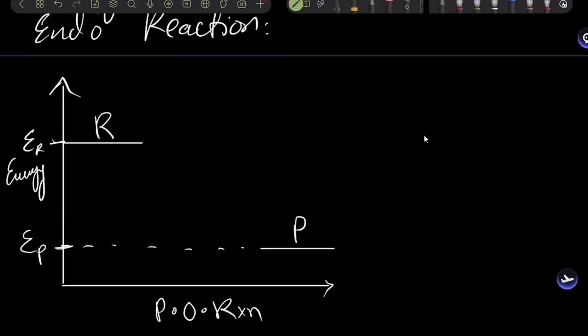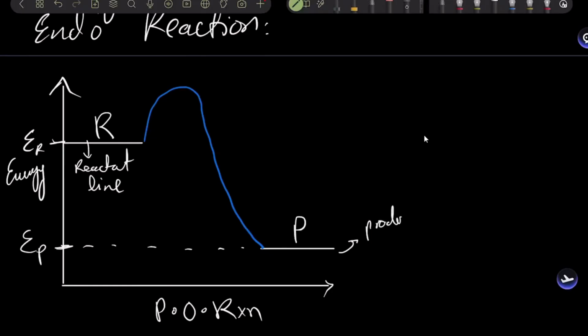So how do you join these two lines in an energy profile diagram? You join them like this, and it's known as an energy hump. I'll call this the reactant line. I want you to memorize the terms. We'll call this the product line. And then this hump that we made, we'll call it our energy hump. So this is how you draw the progress of a reaction.